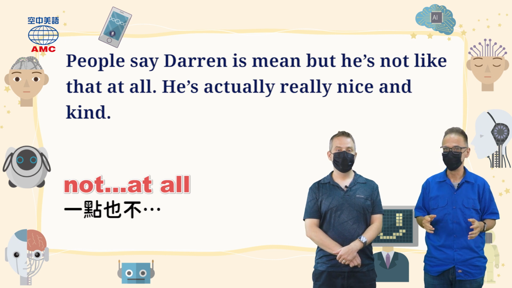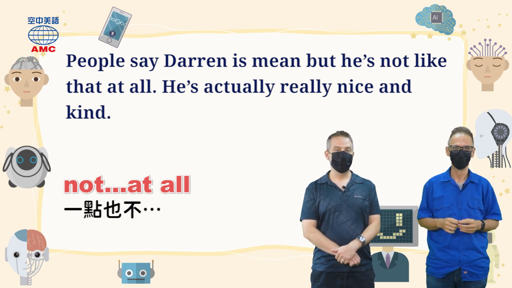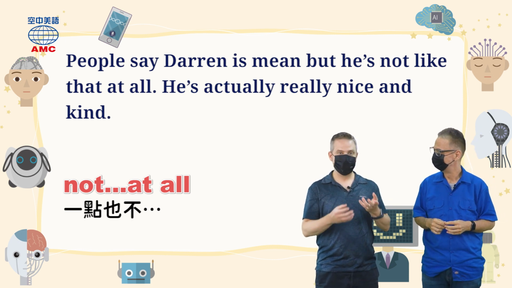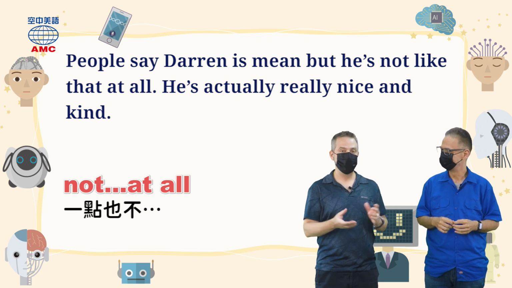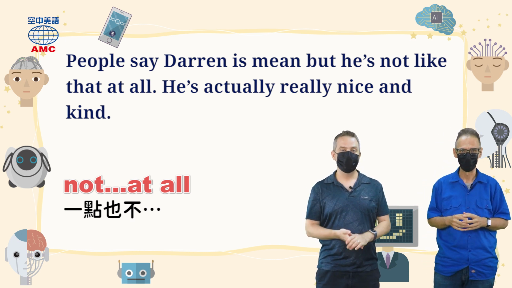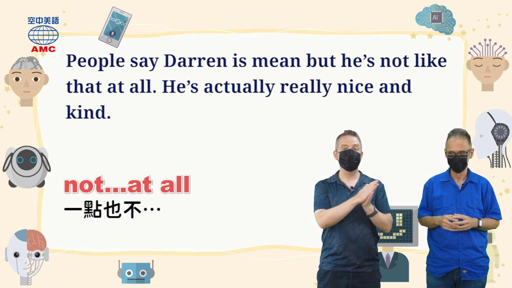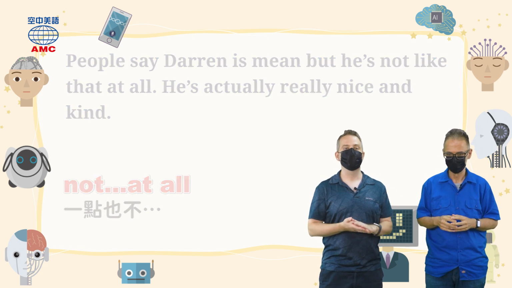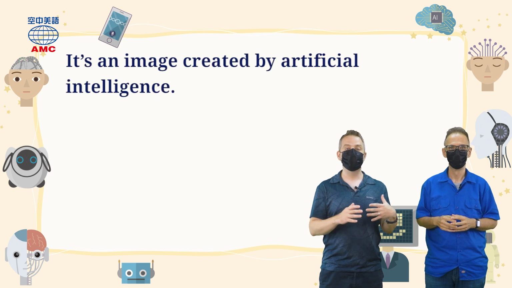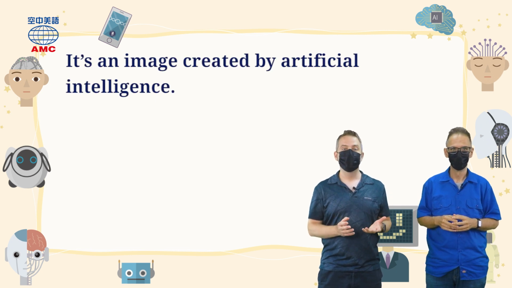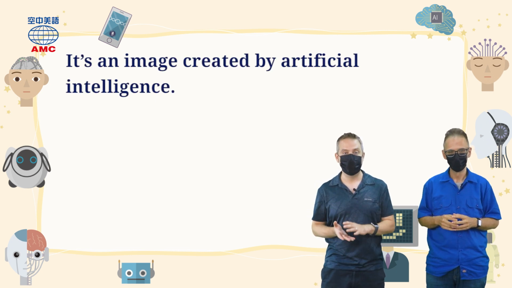He's actually really nice and kind. Okay, so it's kind of really saying that this thing is not what it seems to be. Completely different. Right, so we've got this, what looks like a photo. It appears to be a photo, but it's not. So what is it? The article explains it's an image created by artificial intelligence.